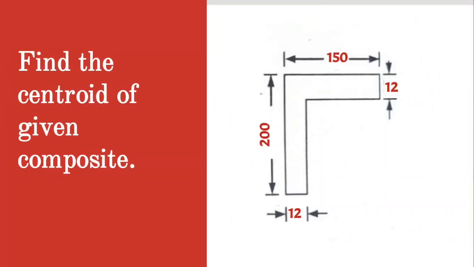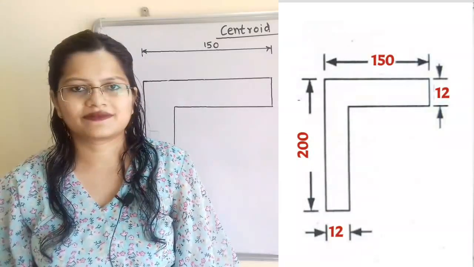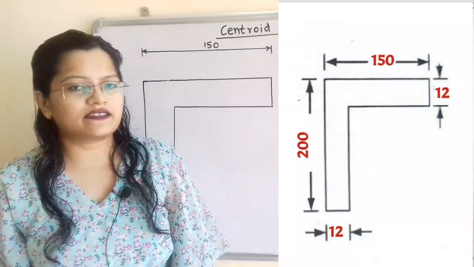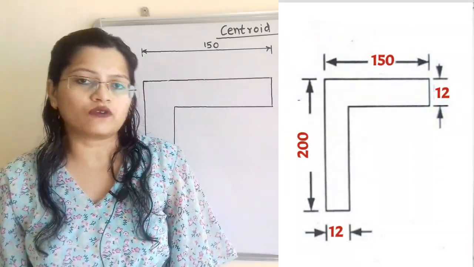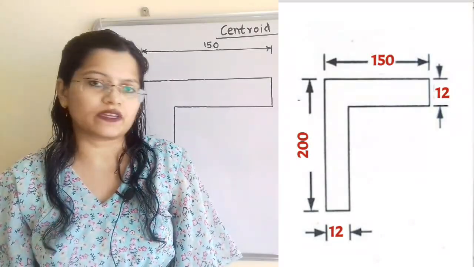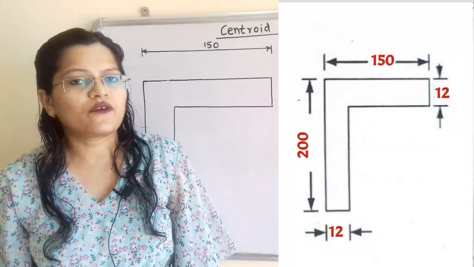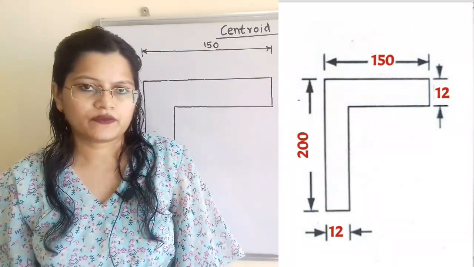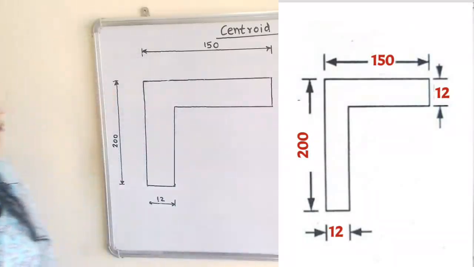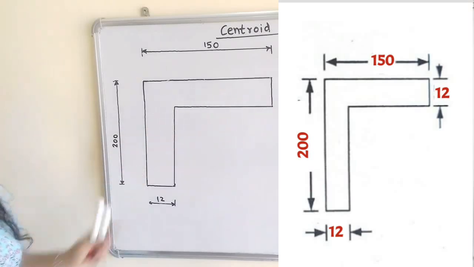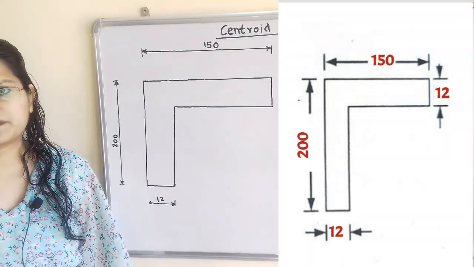Given question, find the centroid of the given composite. Let us understand the general procedure to find the centroid for any given composite figure. You can follow this procedure for each question. In this example, we have to find the centroid for this given shape.